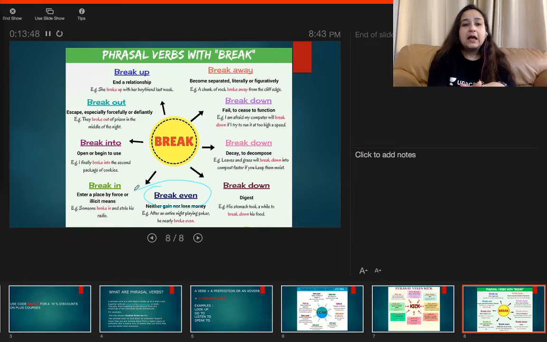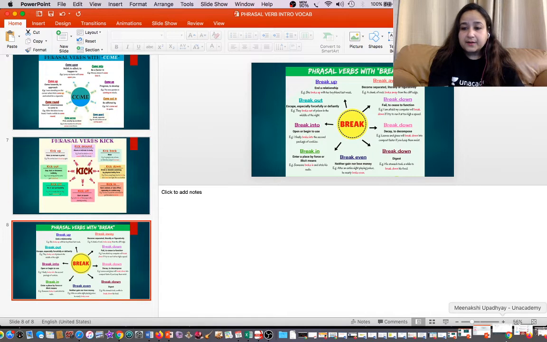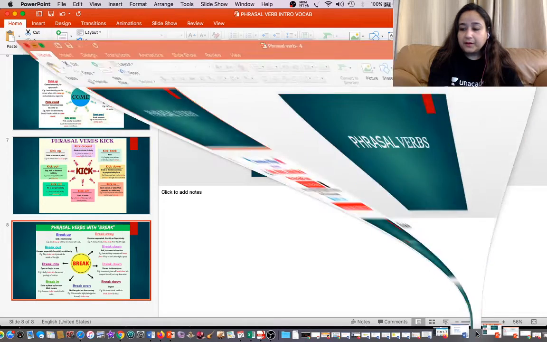Okay, and then break out. Break out is to escape, right? So they broke out of prison. The prisoners broke out of prison means they escaped out of prison. Okay. So these were some of the phrasal verbs that we were doing today, and let's move on to the next one, right? All right.